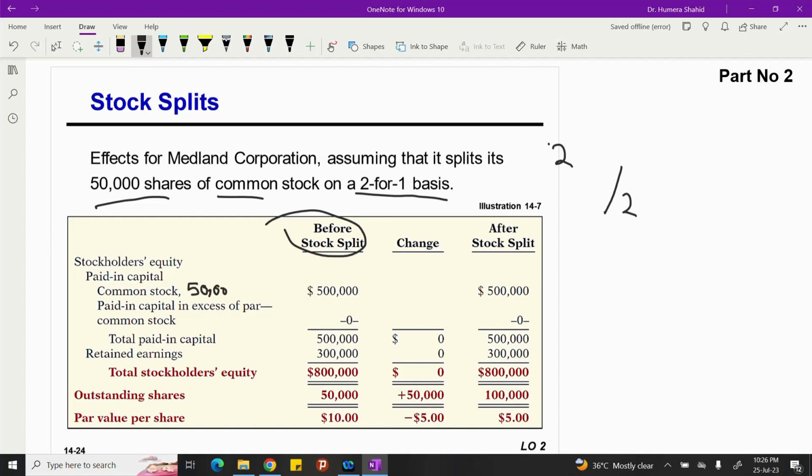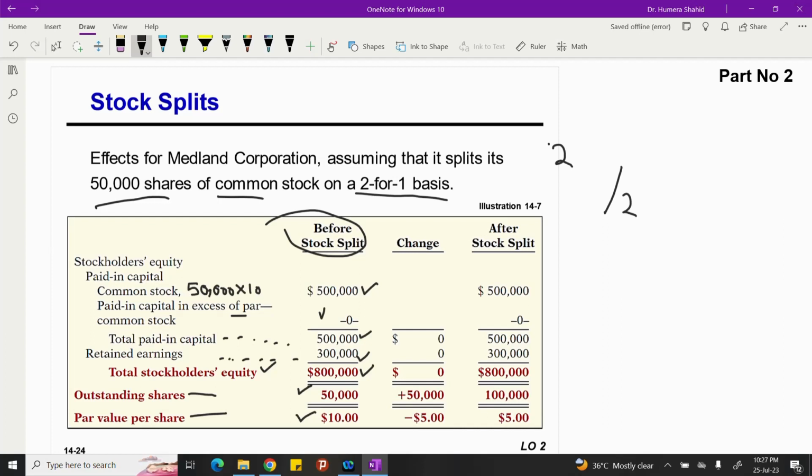Before the stock split, there were 50,000 shares and the par value was 10 per share. So our common stock was 500,000. In this example, there was no paid-in capital in excess of par before the stock split. So total paid-in capital was 500,000. For example, the retained earnings is 300,000 before the stock split. So total stockholders' equity is 800,000. Before the stock split, the company has outstanding shares of 50,000 and the par value of each share was $10.